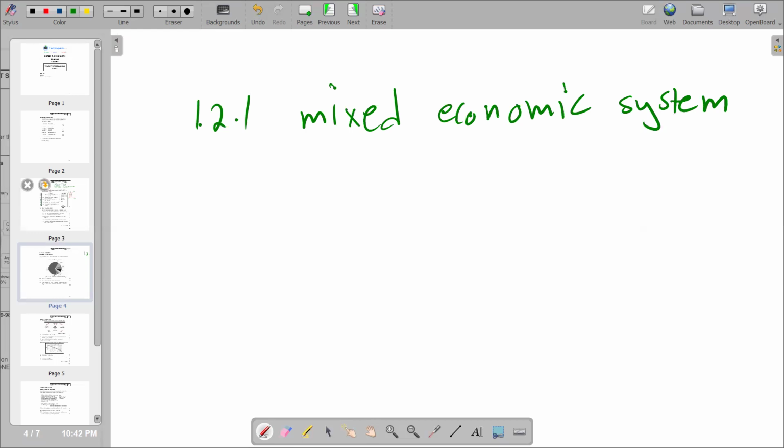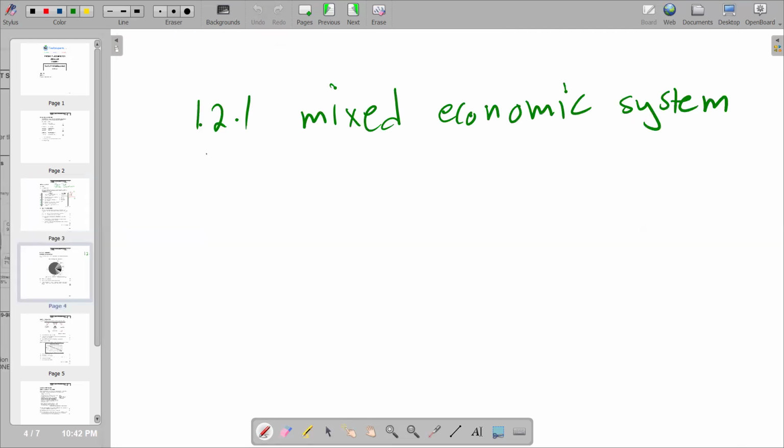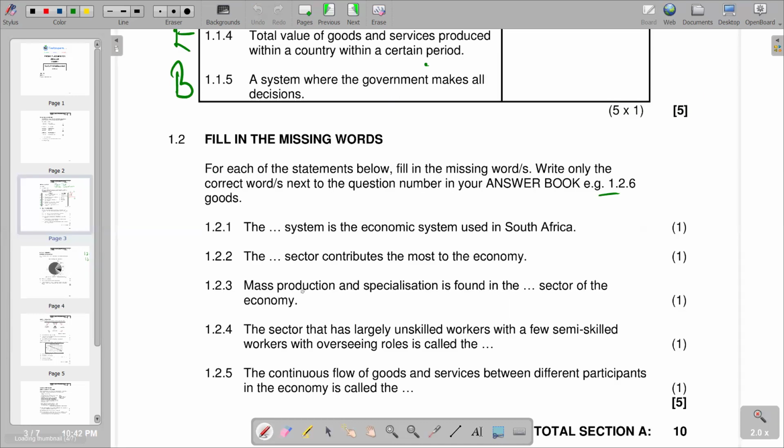Then we go to the next question, which reads, the blank sector contributes the most to the economy. And within the context of South Africa, we know that the tertiary sector contributes the most to the economy. So we have tertiary sector, and then we go to the next part. Mass production and specialization is found in the blank sector of the economy. So obviously, production takes place in the secondary sector. So we have secondary.